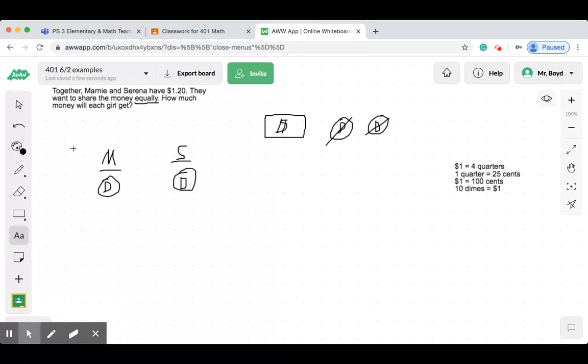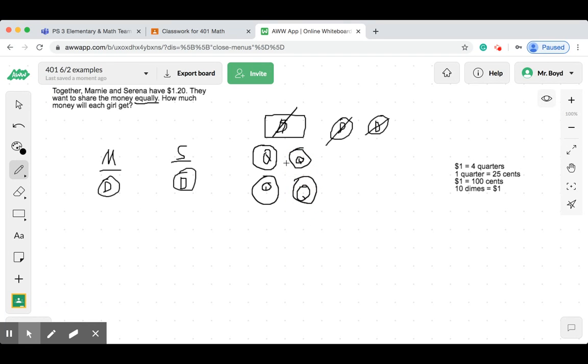So I'm going to cross out my dollar sign, and I'm going to draw 4 quarters right underneath. I'm just going to put a Q in them so I know they're quarters. So I now have 4 quarters. This I can now break up to each one of the girls.